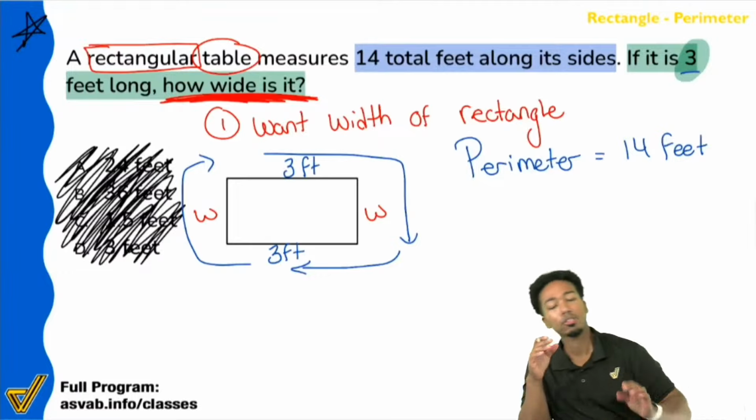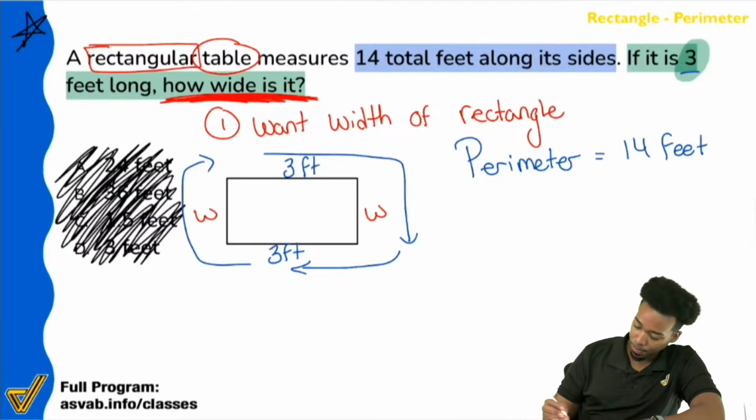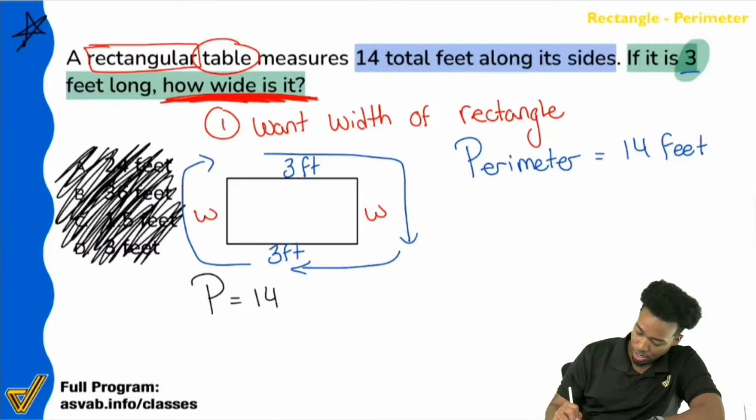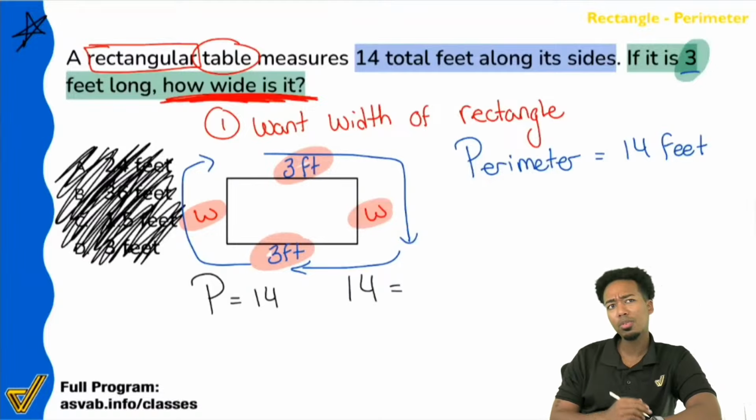Everybody, look, there's 2 ways we can really do this. One way is you can say, hey, the perimeter being 14 feet, that's the same thing as saying 14 equals 3 plus 3 plus W plus W. And if you add that all up, everybody, if you add W plus W, what's that going to be?